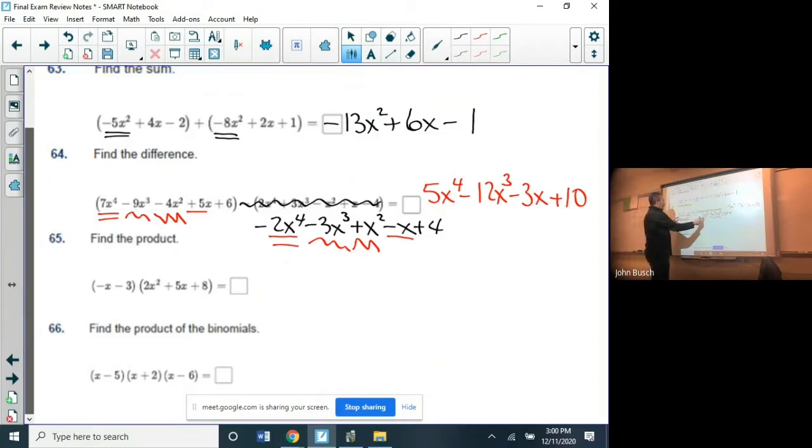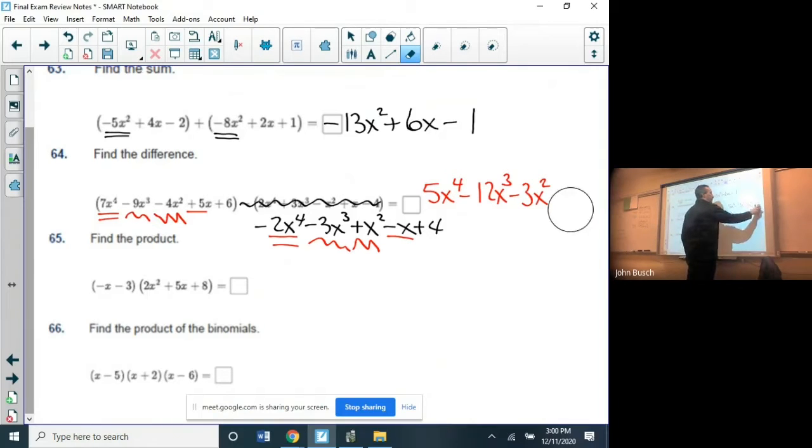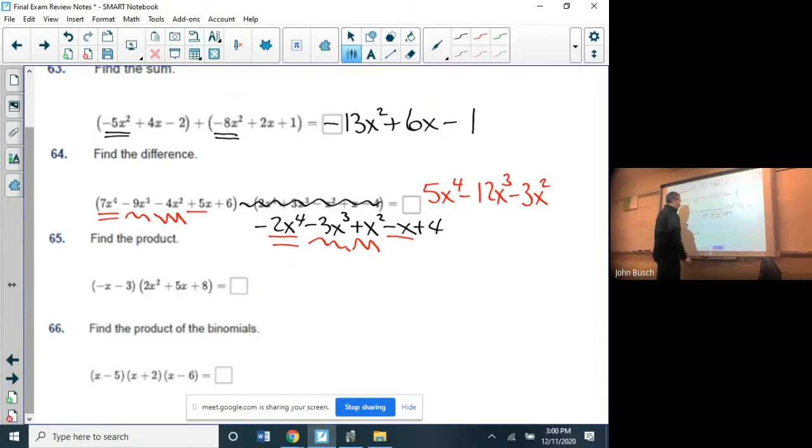Let's see. Positive 5, negative 12, negative 3x squared. All right, that's not too bad. Now the x's. 5 plus 4x. And the numbers without it. Plus 10. That's the answer. Oh, sheesh.